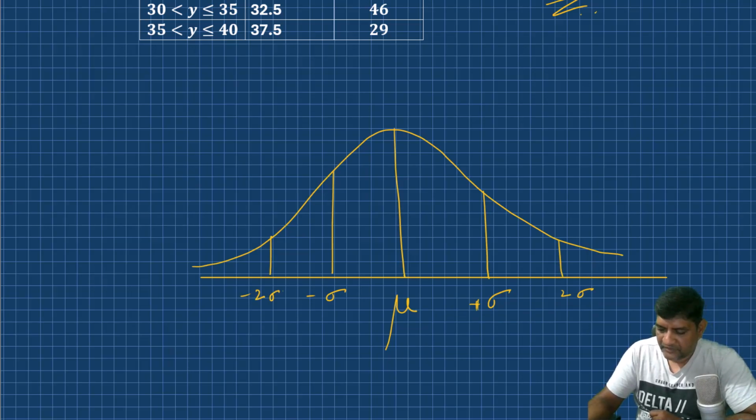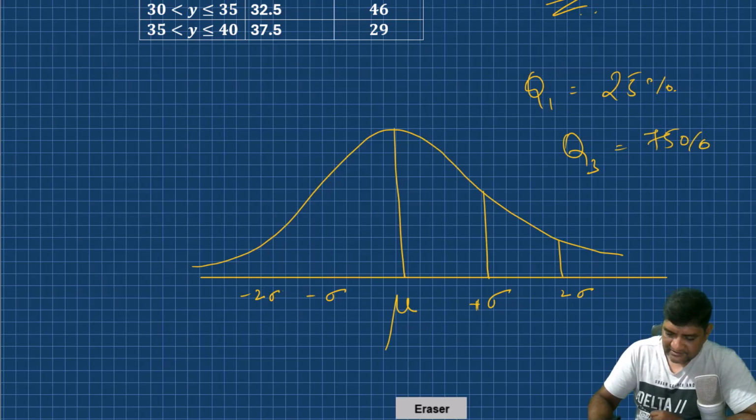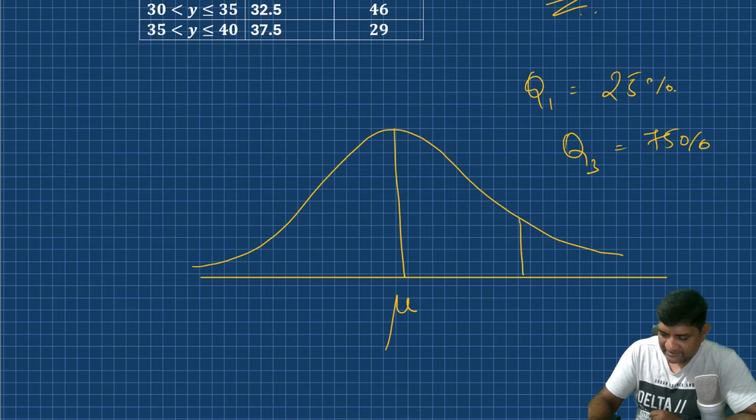Then we have the two standard deviations away above the mean, and then the two standard deviations away below the mean. Now, when I'm looking for quartiles, I'm looking at 25% of the data. This is quartile 1. And quartile 3 is basically 75% of the data. So if I look at this normal distribution from a quartile perspective, I would have quartile 3 somewhere around here and quartile 1 somewhere around here.